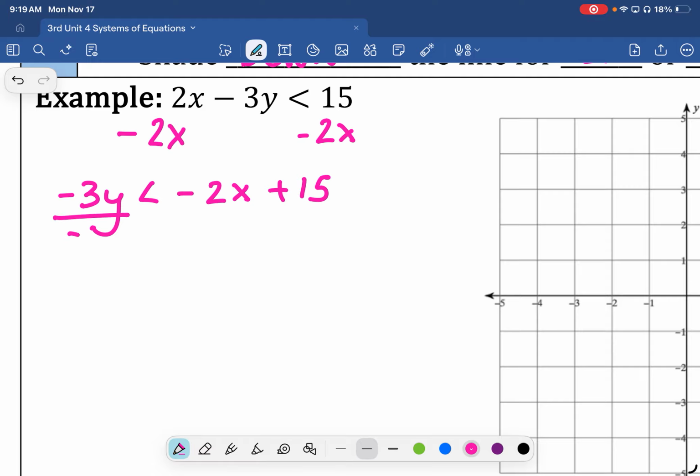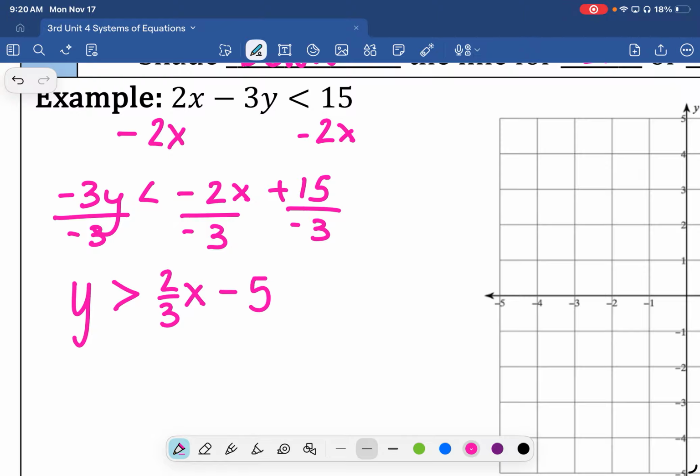Divide by negative 3. Now, since we are dividing by a negative, what happens to our inequality? Flip. It will flip. So we actually have y is greater than. Negative and a negative make a positive. Can I simplify 2 over 3? No. So we're just going to leave it as 2 over 3 x. Can I do 15 divided by negative 3? What is that? Okay, so we have y is greater than 2/3 x minus 5.